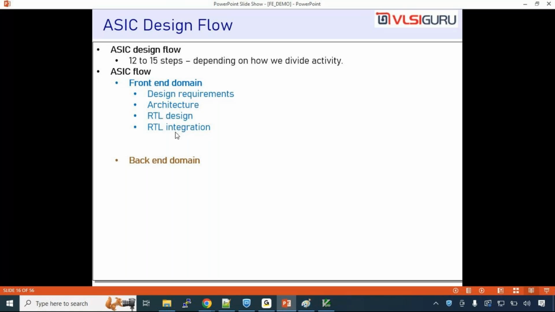Once RTL design is done, we do something called RTL integration. Designing means developing small things. Integration means putting together, combining everything to get a bigger one. That's why the term integration.